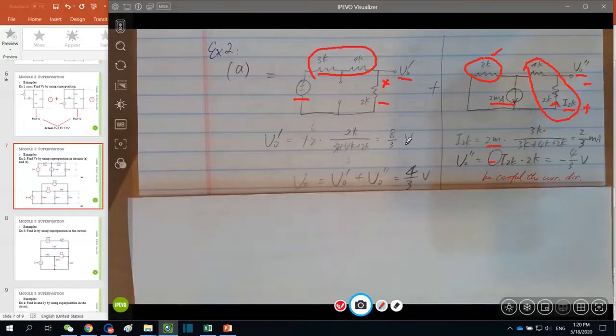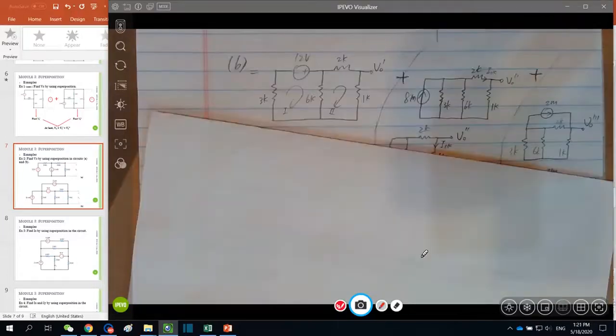So 1/3 volt is the contribution out of this 12 volts independent source, and the negative 4/3 volt is the contribution out of this 2 milliampere independent source. The total of them is equal to the total V naught induced by both. So let's see the solution for circuit B here.